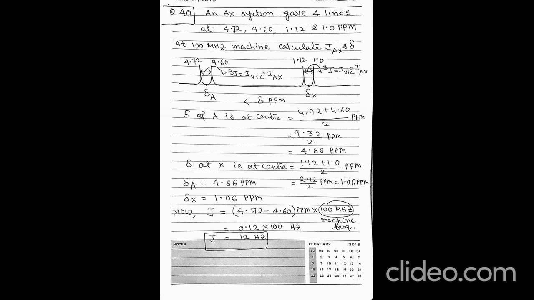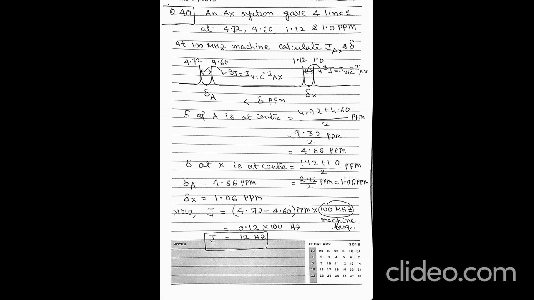First 2 are due to the A hydrogen. Why? Because they have the higher values 4.72 and 4.60. These are the 2 lines related to the doublet representing A hydrogen. 1.12 and 1.0 ppm, these 2 lines are the doublet for the X hydrogens.